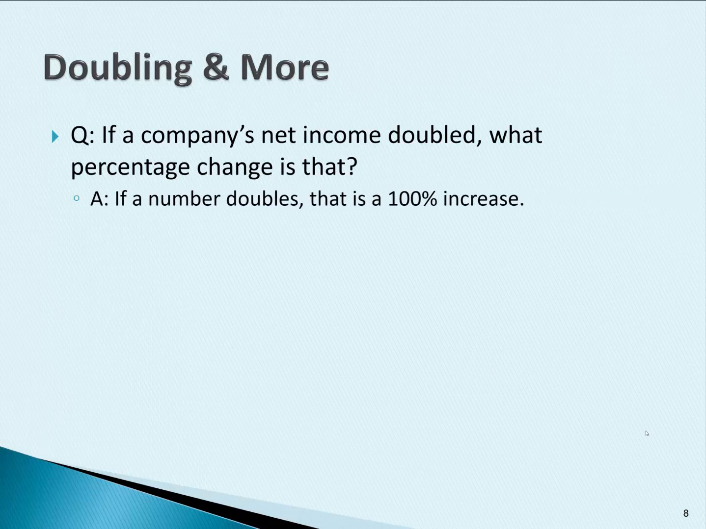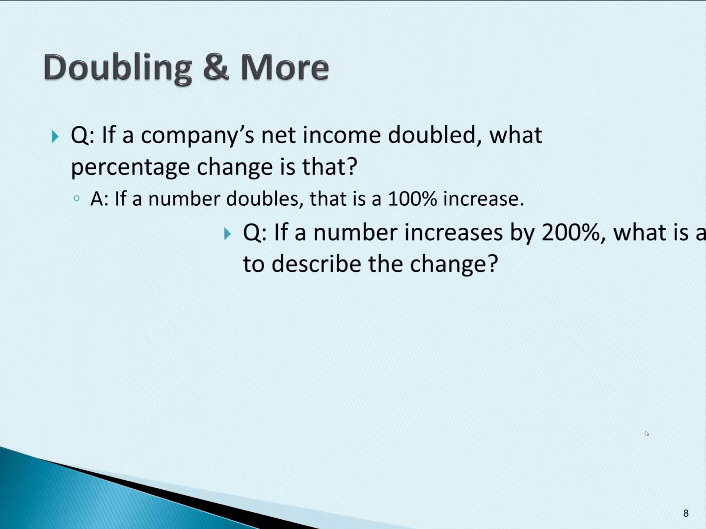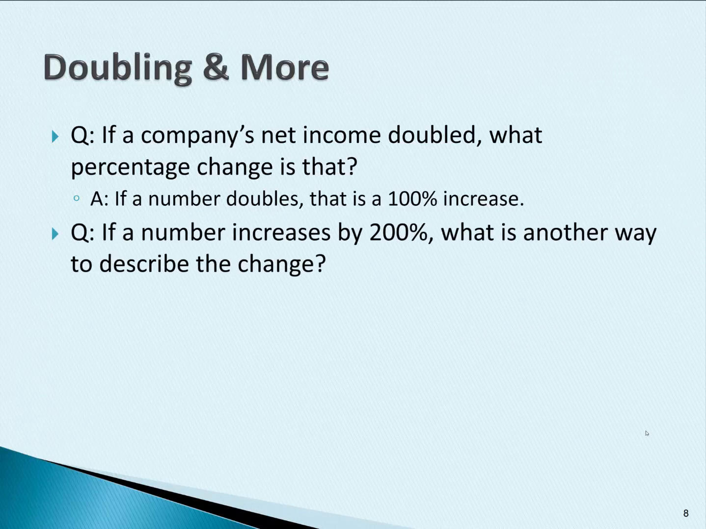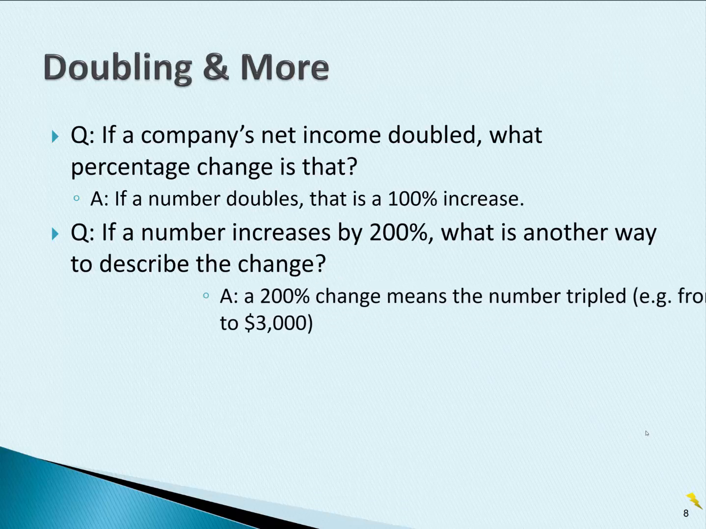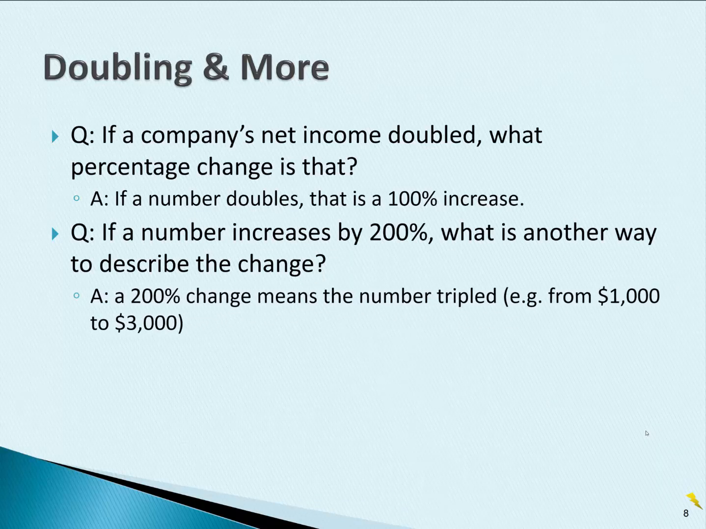Another question. If a number increases by 200%, what's another way to describe the change? Well, a 200% change means the number has tripled. For example, net income could have gone from $1,000 to $3,000. You could either say net income tripled or it was a 200% increase.